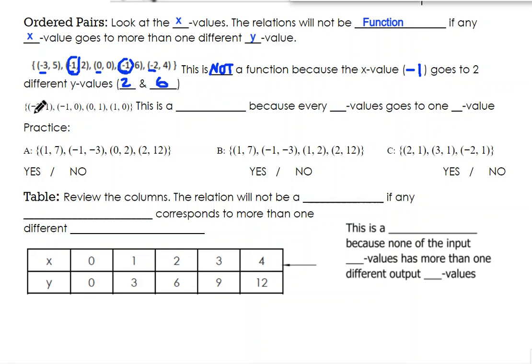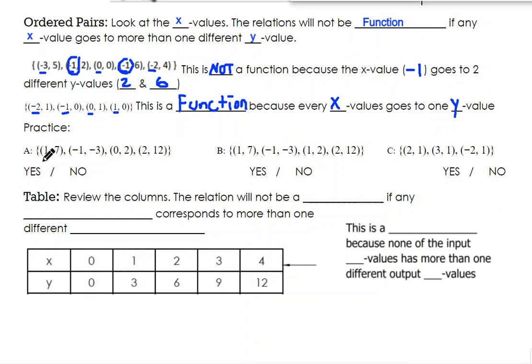Let's see this next one. Let's see, -2, -1, 0, 1. This is a function. The reason why it's a function is because all of my x values are different. I have no x values that repeat. Every x value goes to one y value. Whereas in the last one, the x value of -1 went to two different y's. That doesn't work. This one, every x goes to its own y, so it works. It is a function. So in short, if your x values repeat, not a function. If all your x values are different, it is a function.